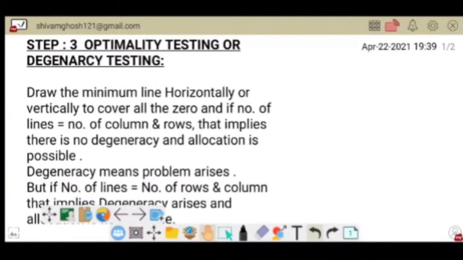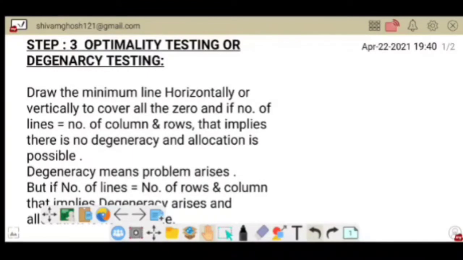So at first, read it out. Draw the minimum line, horizontally or vertically, to cover all the zeros. If the number of lines equals the number of rows, that implies there is no degeneracy. Okay, so we have to draw the minimum lines to cover all the zeros. If the number of lines equals the number of rows and columns, then there is no degeneracy and allocation is possible.